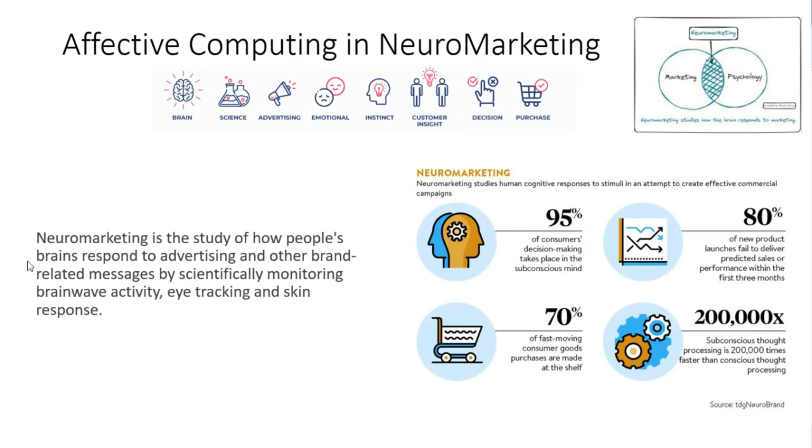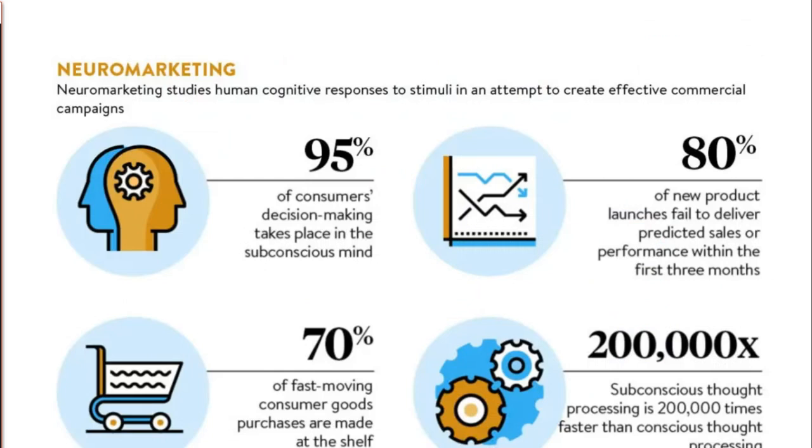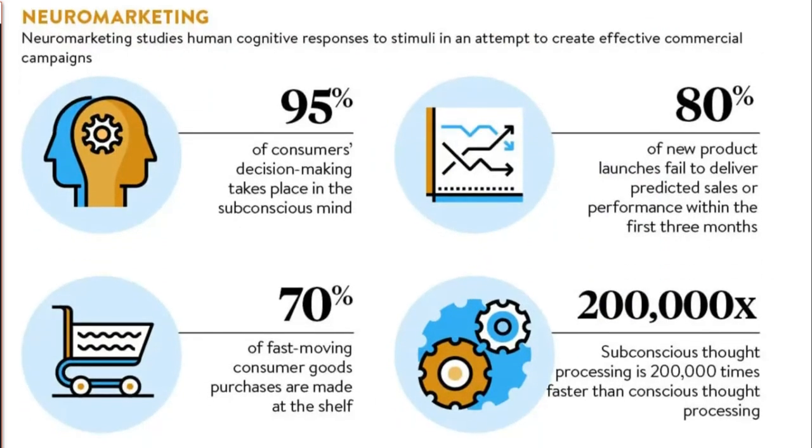Just a few facts about neuromarketing. One moment, let me zoom in here. So neuromarketing, as we know, studies human cognitive response to stimuli in an attempt to create effective commercial campaigns. So when you want to create a campaign, you usually use neuromarketing for that purpose. There are different types of neuromarketing campaigns. People who want to do user experience or customer experience research do this.